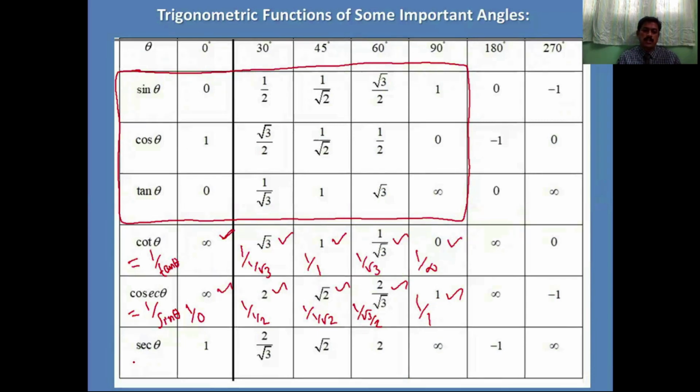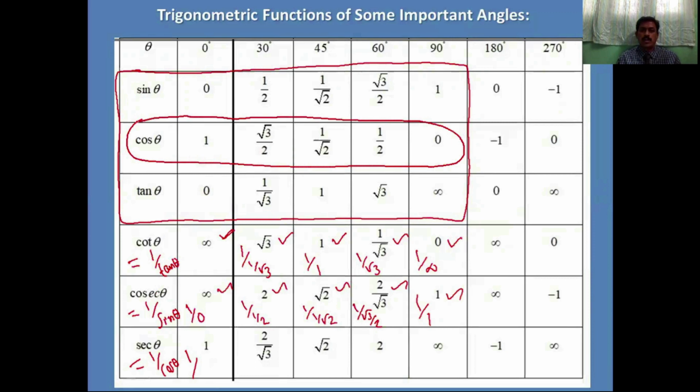Secant theta. What is secant theta? Secant theta is nothing but 1 by cos theta. So we take this cos value and write the secant value, the same way as we did in the previous two cases. So 1 by cos 0 is 1 by 1, which is 1. Then 1 by root 3 by 2 is 2 by root 3. 1 by 1 by root 2 is root 2. And then 1 by 1 by 2 is 2. And then 1 by 0 is infinity.